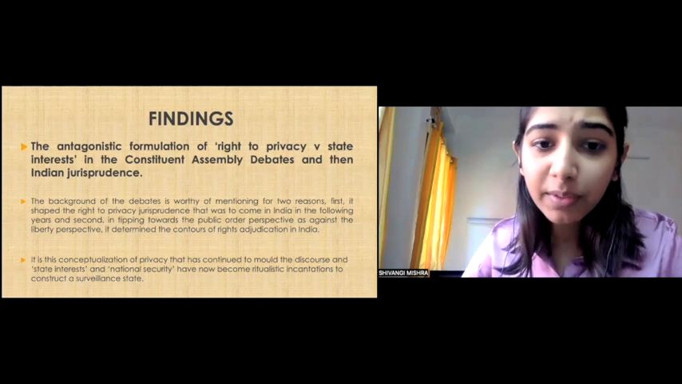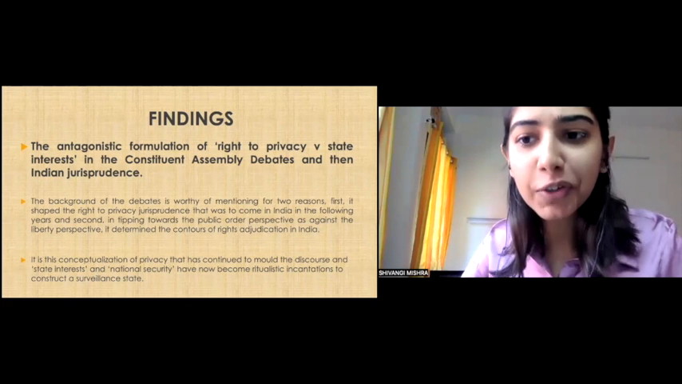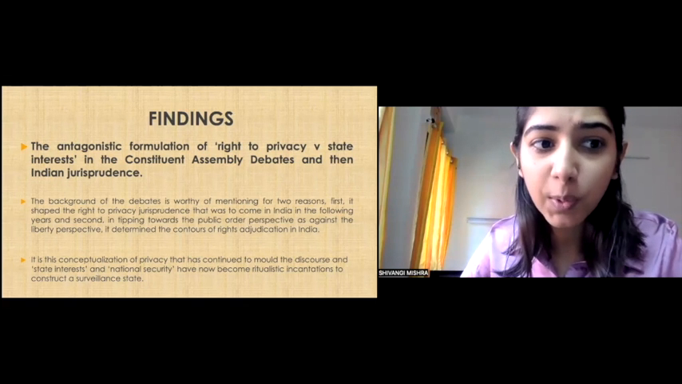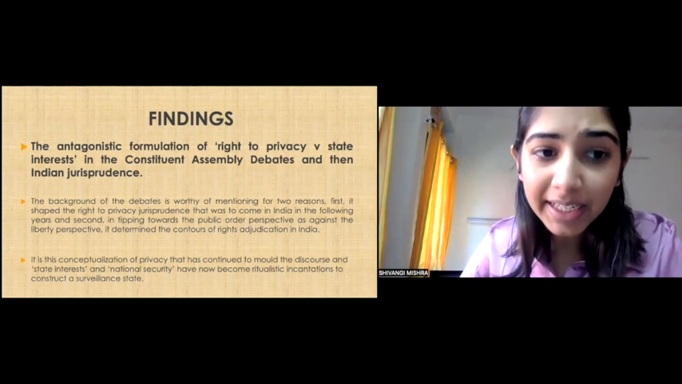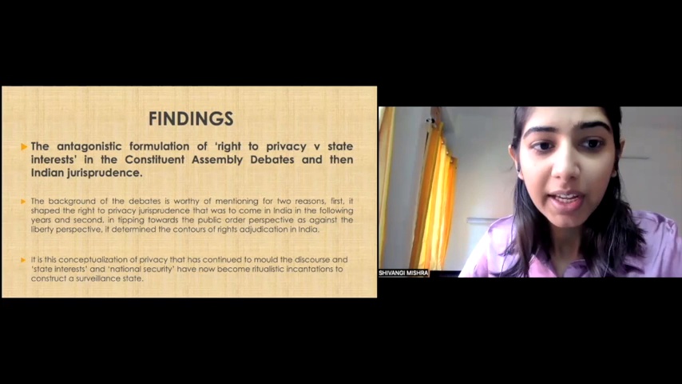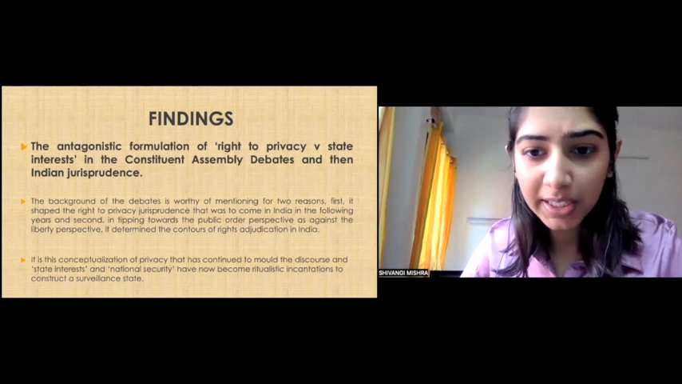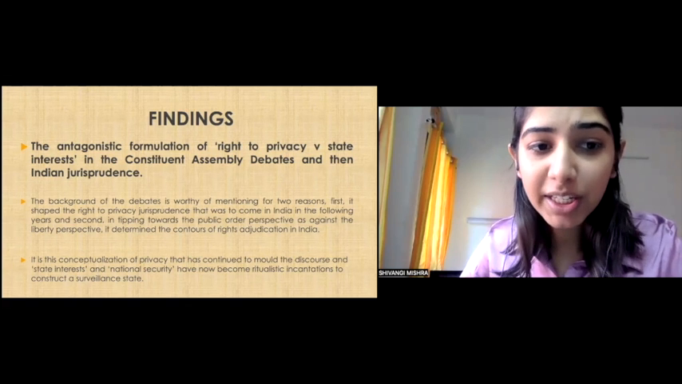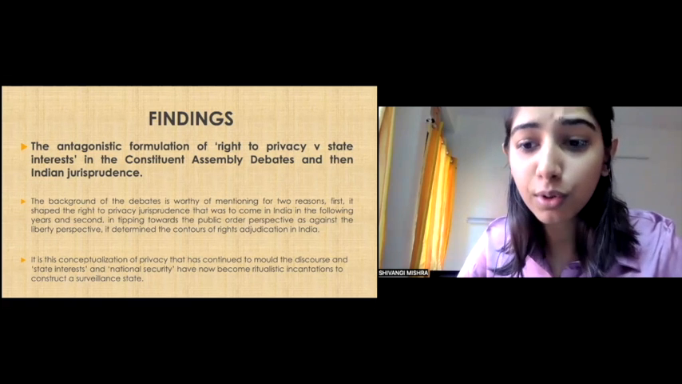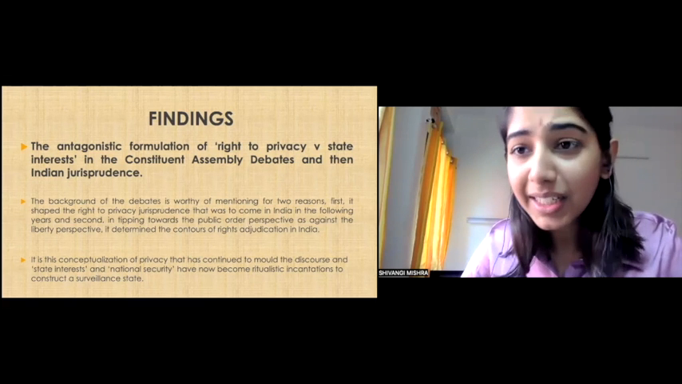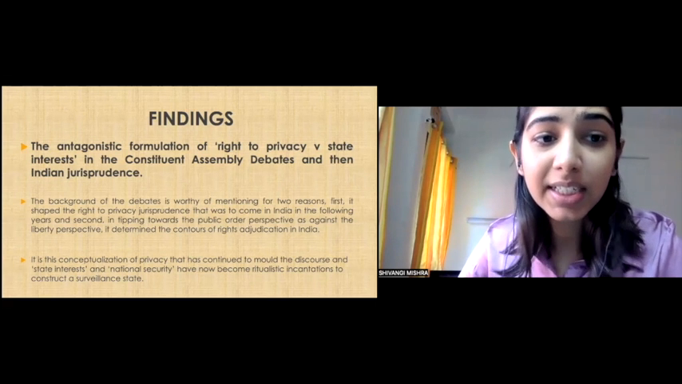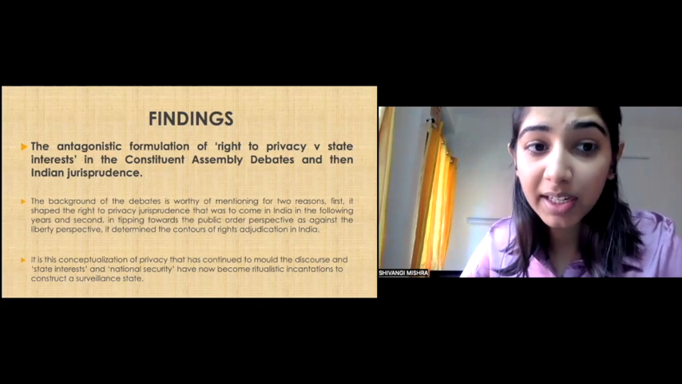Now, the background in which these debates emerge is worthy of mentioning for two reasons. First, that it shaped the right to privacy jurisprudence that was to come in India in the following years. And second, in tipping towards the public order perspective as against the liberty perspective, it determined the contours of rights adjudication in India. And this conceptualization of privacy has continued to mold the discourse. And now state interests and national security have become ritualistic incantations that construct a surveillance state, which is what we will uncover in the next finding.